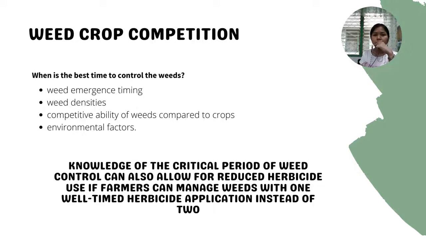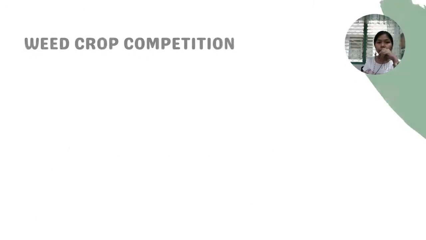Now, when is the best time to control the weeds? Weed emergence and its timing, weed densities, the competitive ability of weeds compared to our crops, and environmental factors. These are the things we need to answer in order to decide when to apply control measures to our weed population. Knowing this, if we use herbicide, it allows reduced herbicide use, and it's easier for our farmers to manage the field.